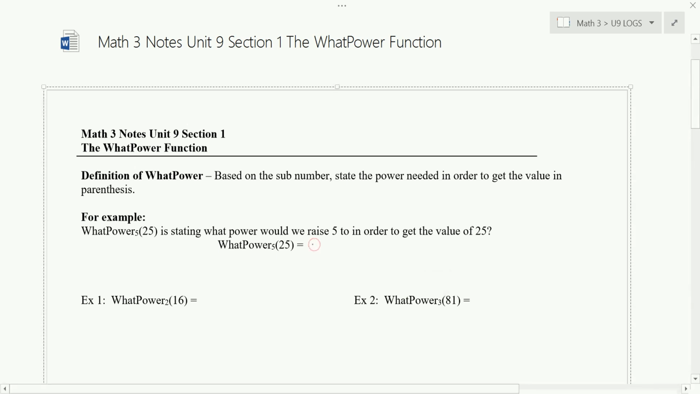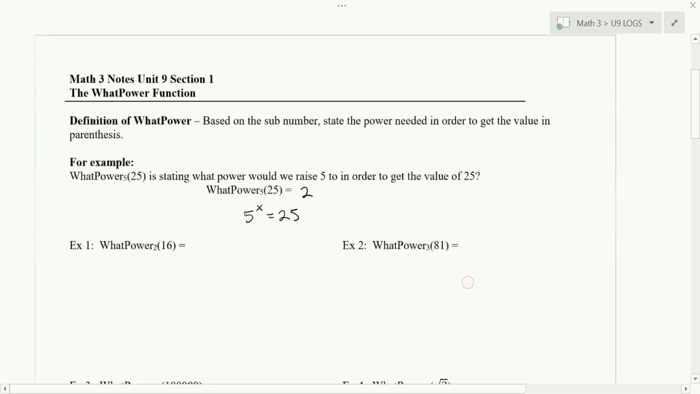And the answer would be, 5 to what power is 25? 2. Okay. And so you're coming up with the exponent that's going to make it work. Okay. If it helps, another way to ask this question is 5 to what power is equal to 25, and we can see, well, x has got to be 2.